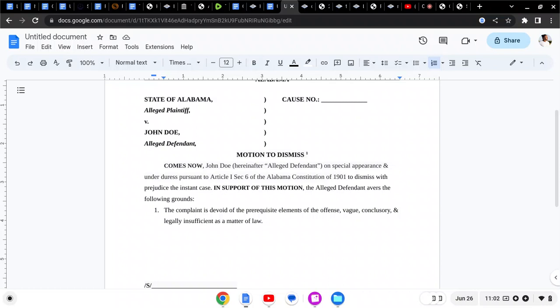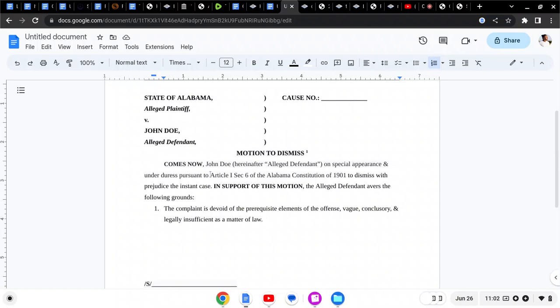Unless they might try to test you out a little bit and want you to put something else in there. But until they do that, I would not. Me personally, how I'm feeling right now, I wouldn't type anything else. To dismiss with prejudice the instant case. Yeah, okay.